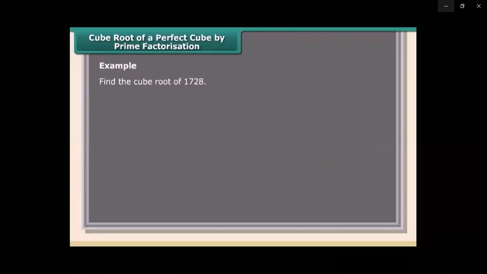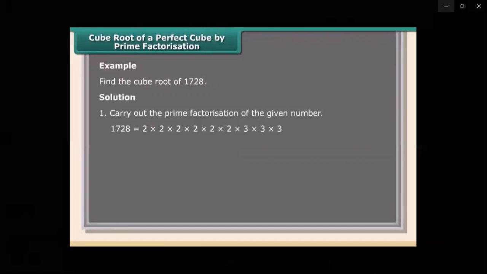We have to find the cube root of the number 1728. The first step is to carry out the prime factorization of the given number. So for 1728, we can find the factors. 2 is coming how many times? 1, 2, 3, 4, 5, 6. So we are getting 2 six times and 3 three times. All of you can easily observe that we are getting triplets: two triplets of 2, and one triplet for 3.